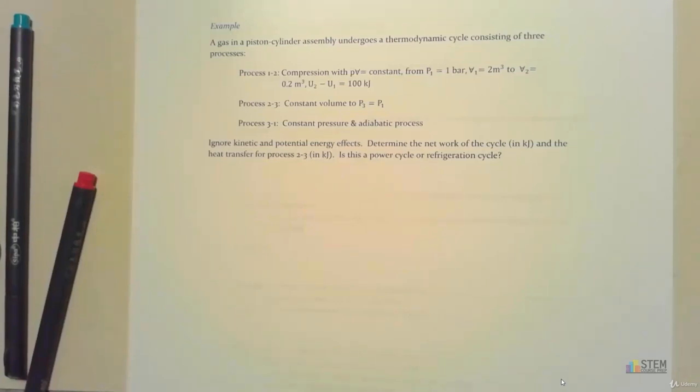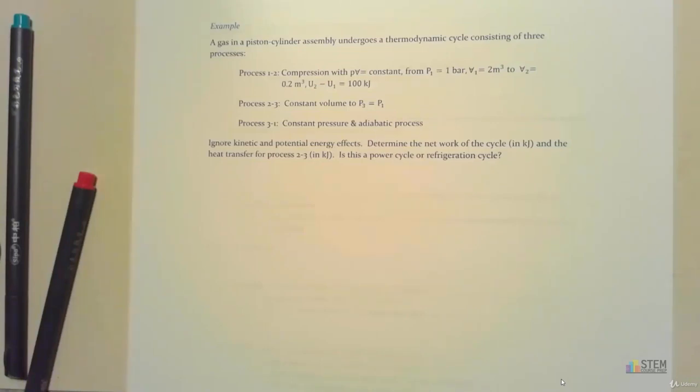Process 1-2 is going to be compression with a product of pressure times volume that's equal to a constant. We're going to go from a pressure of 1 bar, a volume of 2 cubic meters, to a volume of 0.2 cubic meters. And the change in internal energy is 100 kilojoules for that process.